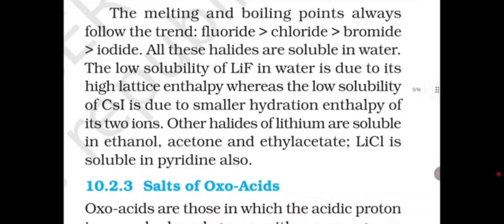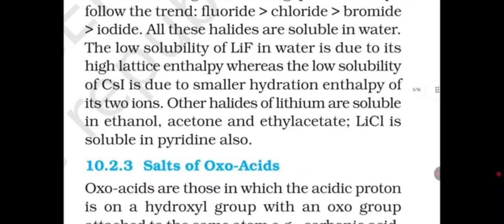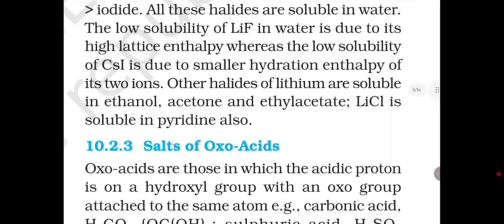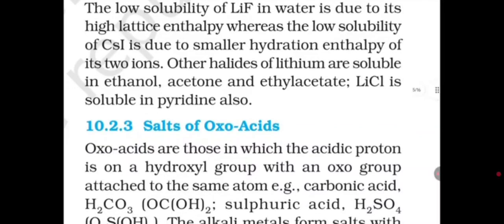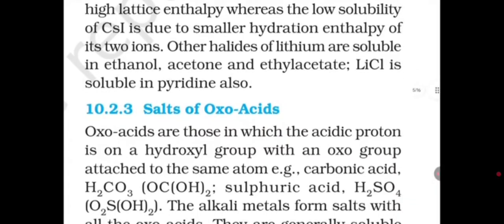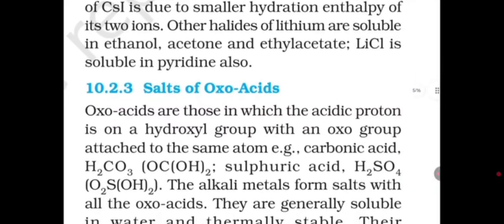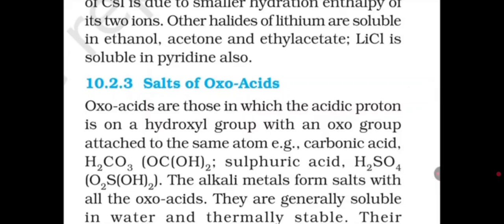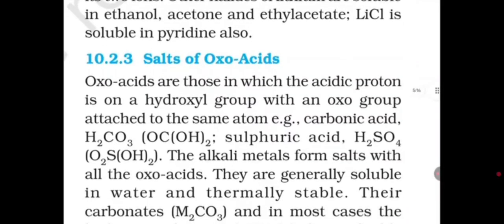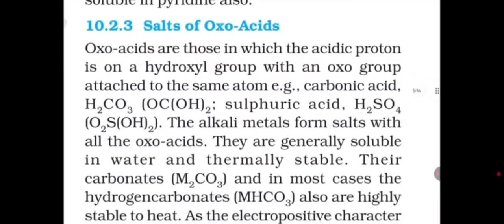The melting and boiling points always follow a decreasing order trend: fluoride, then chloride, then bromide and at last iodide. All these halides are soluble in water. The low solubility of LiF in water is due to its high lattice enthalpy, whereas the low solubility of CsI is due to smaller hydration enthalpy of its two ions. Other halides of lithium are soluble in ethanol, acetone and ethyl acetate. LiCl is soluble in pyridine also.